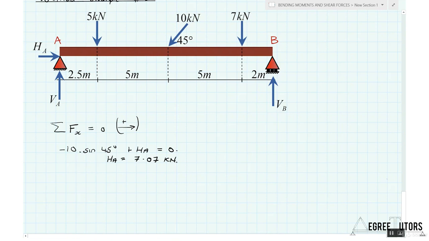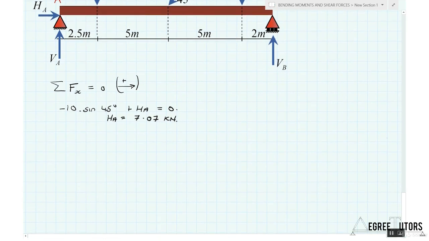One other thing to note here: because the number evaluated to a positive in my equation, the direction that I assumed for HA initially was correct. I drew HA as acting to the right, and because the equation evaluated to HA being a positive number, the assumed direction is correct. It makes sense to us. The horizontal component of the 10 kilonewton force is acting to the left, so it's got to be balanced by HA acting to the right. So, fairly straightforward, that's the first one done.